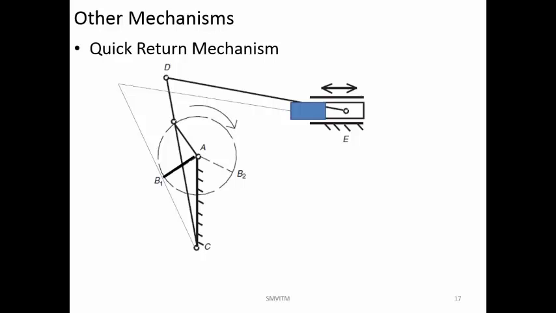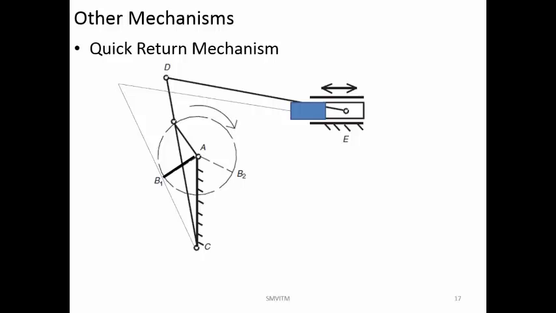Now where is this mechanism used? This mechanism is used in the shaper. It is used in a slotting machine, because whenever you are doing the cutting motion, you want a reduced speed, and when you are retracting the tool to the starting point, you are not removing any material, so you can do that particular motion at a faster speed. The idea is to reduce the total time of operation. So this is a quick return mechanism.